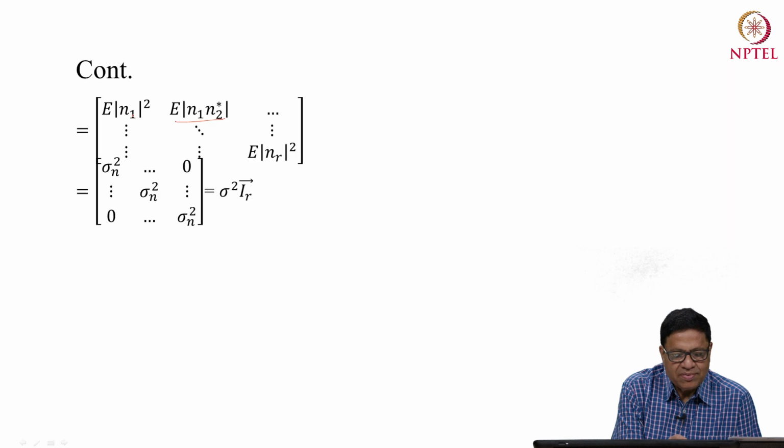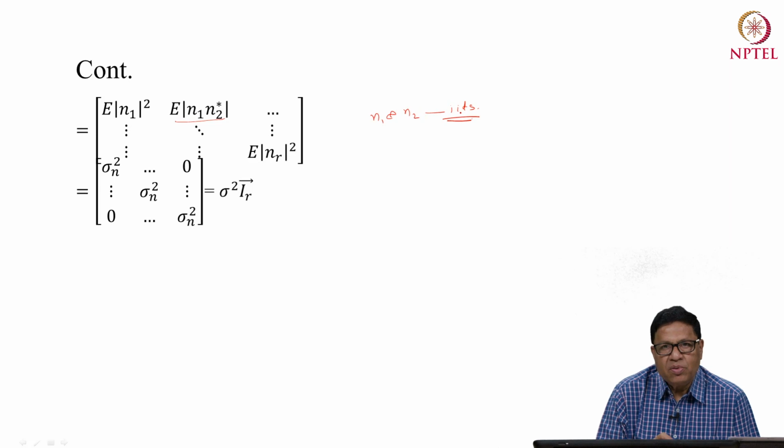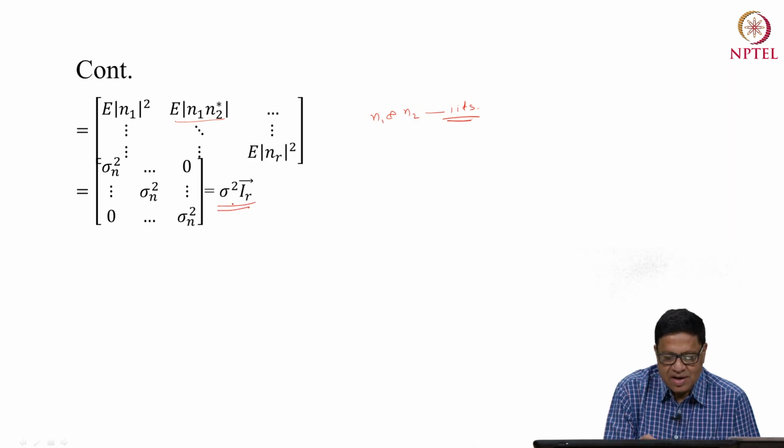So expected value of n1 mod square is nothing but the noise power, that is sigma n square, and the other components are 0 because n1 and n2 are IIDs. It is a zero mean process, so expected value of n1 is 0, similarly expected value of n2. So this can be broken down into expected value of n1 into expected value of n2 conjugate, which is actually 0. And at the output we get sigma square I_R, where I_R is the identity matrix of dimension R.